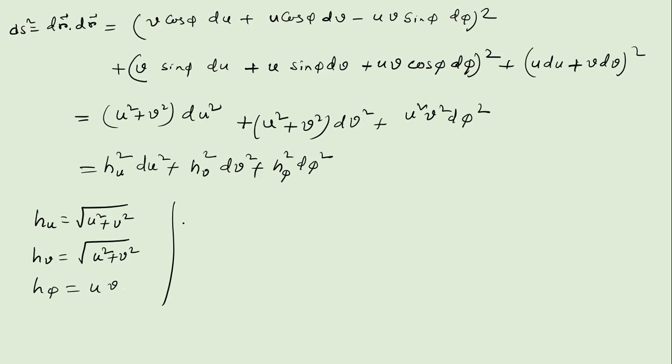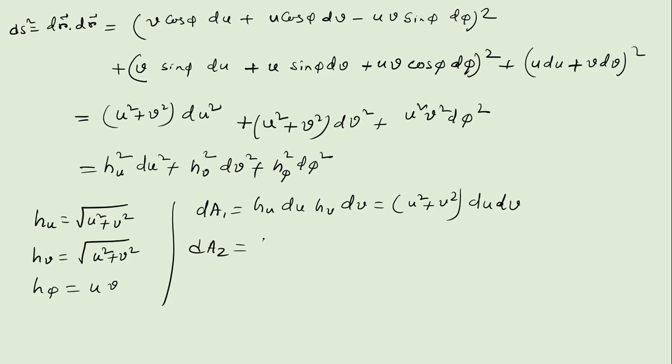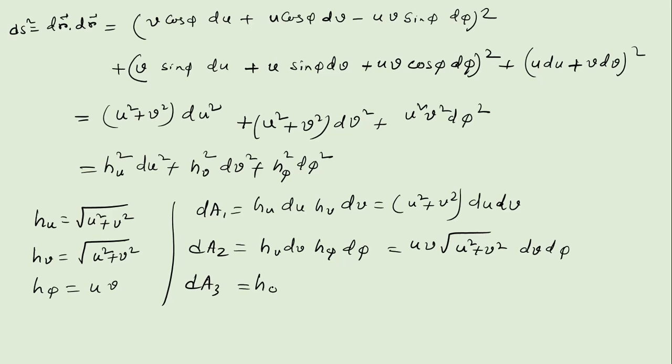Okay, this is the scaling factor, and the area will be h u du h v dv. This is nothing but u square plus v square du dv. And the next area will be h v dv h phi d phi. This is nothing but uv root under u square plus v square dv d phi, and the third area will be h phi d phi and h u du, and this is uv root under u square plus v square d phi du.